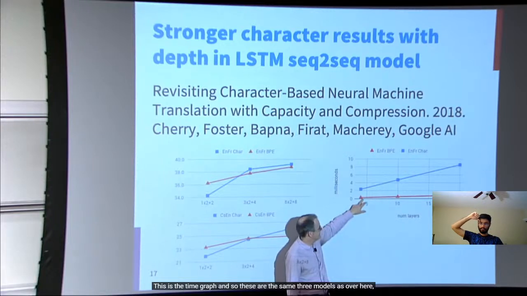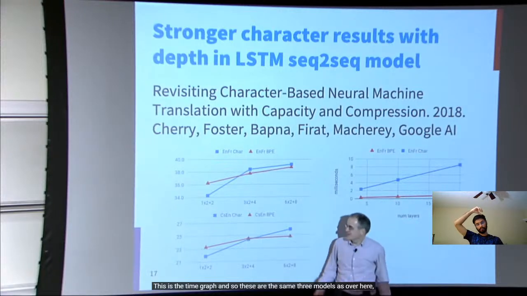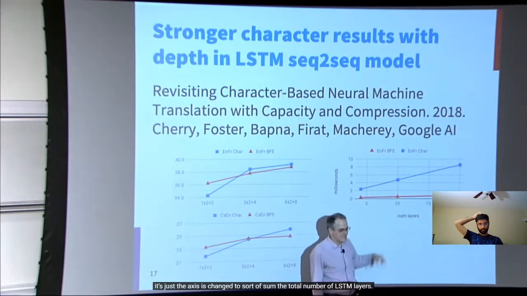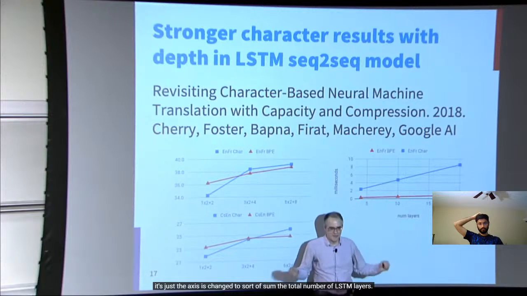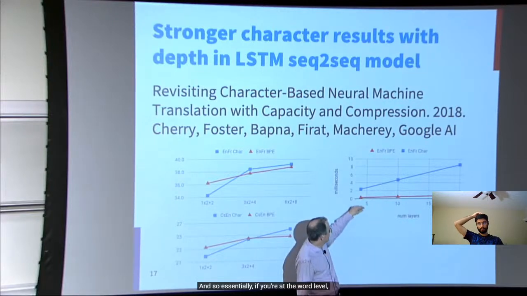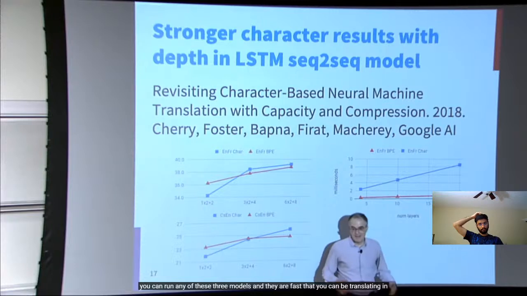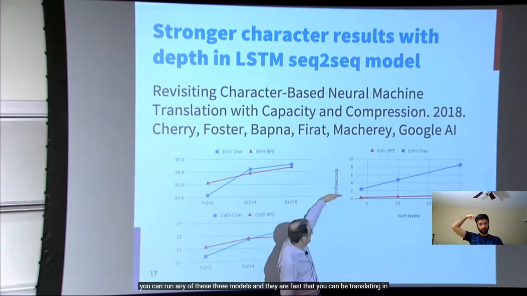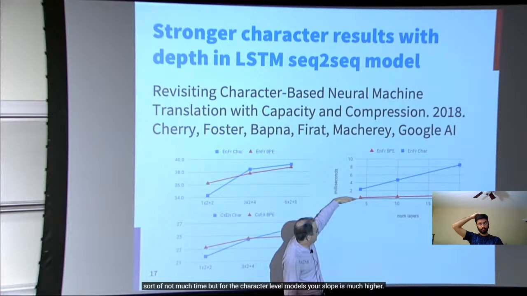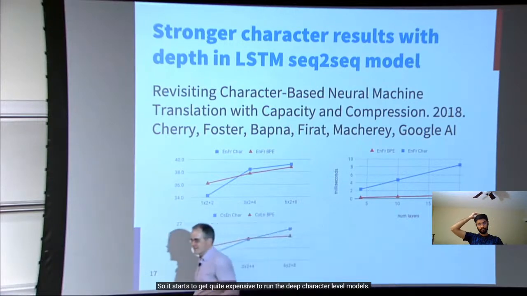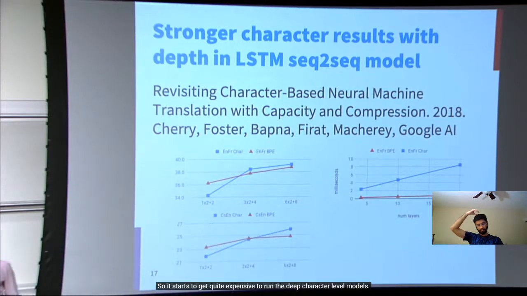2015. Right? This is the time graph. And so these are the same 3 models as over here. It's just the axis has changed to sum the total number of LSTM layers. And so essentially, if you're at the word level, you can run any of these 3 models and they are fast, that you can be translating in not much time, but for the character level models, your slope is much higher, so it starts to get quite expensive to run the deep character level models.